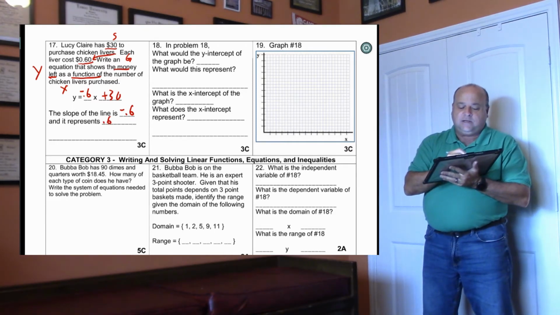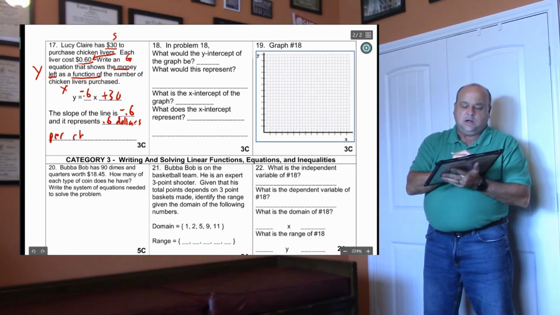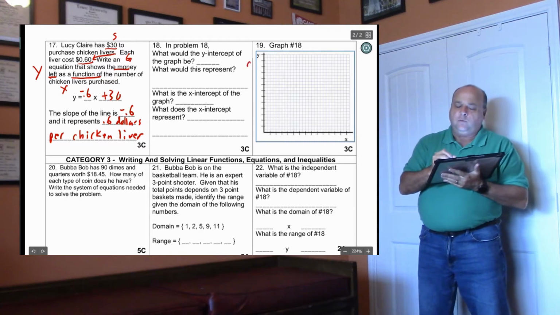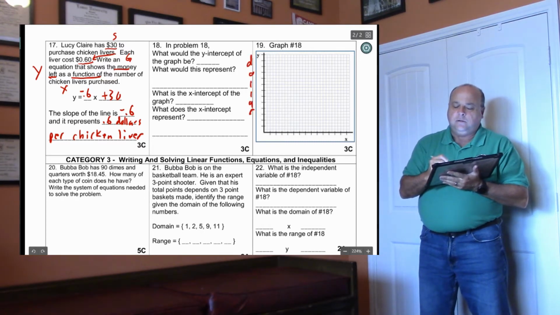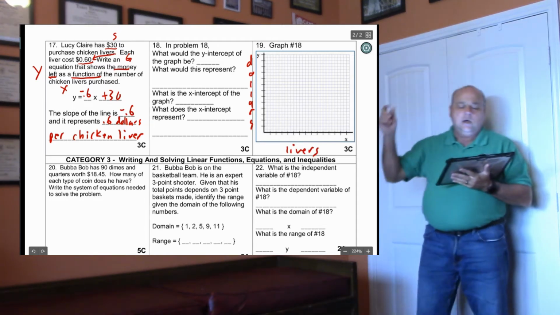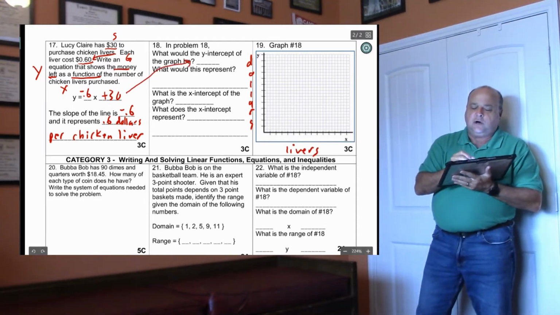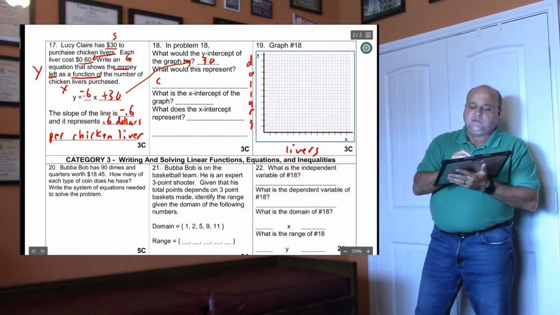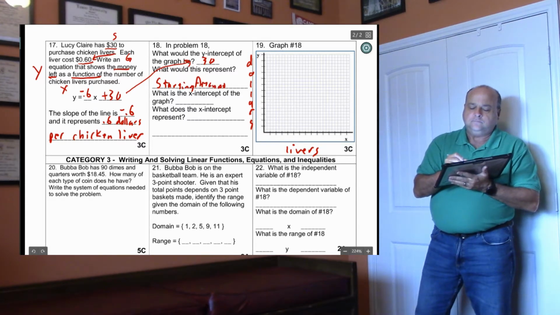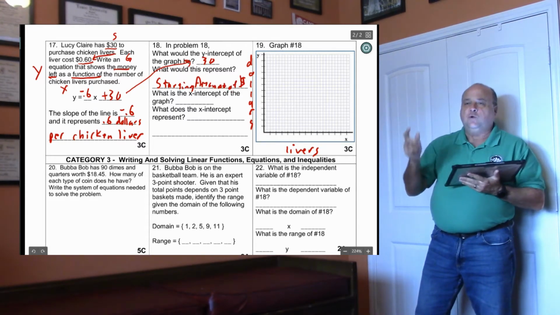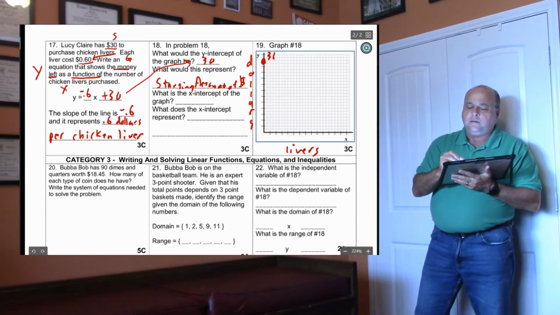It's going to be 0.6 dollars per chicken liver, right? Okay, so over here we're going to put dollars on the y-axis and livers on the x-axis. Remember, the y-intercept is your starting number, and it represents the starting amount of cash, doesn't it? So I know that I'm starting off with 30 bucks, aren't I?